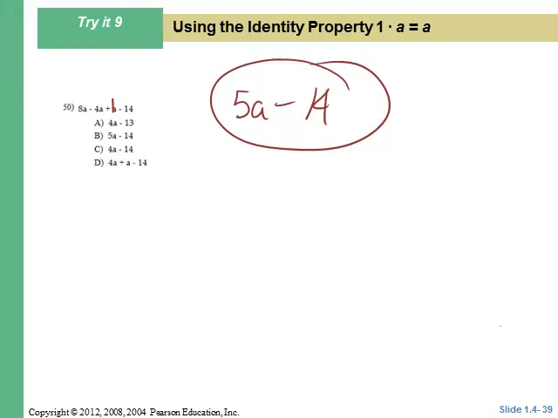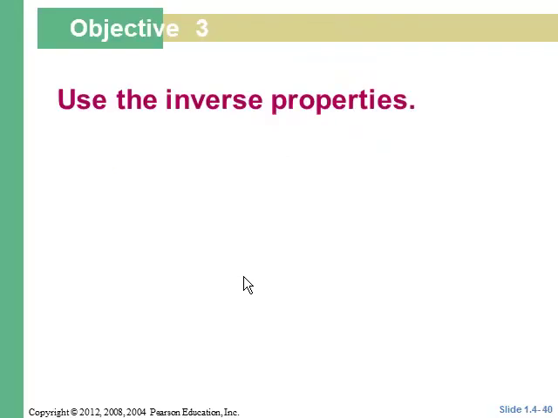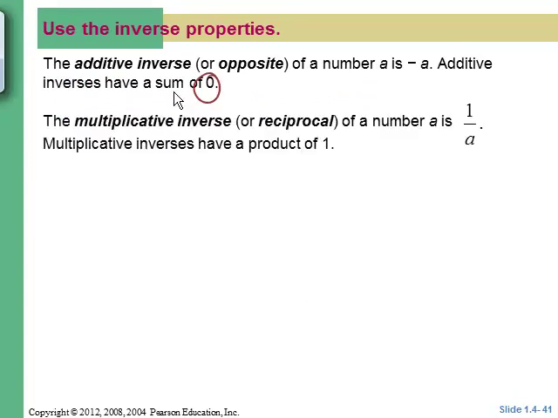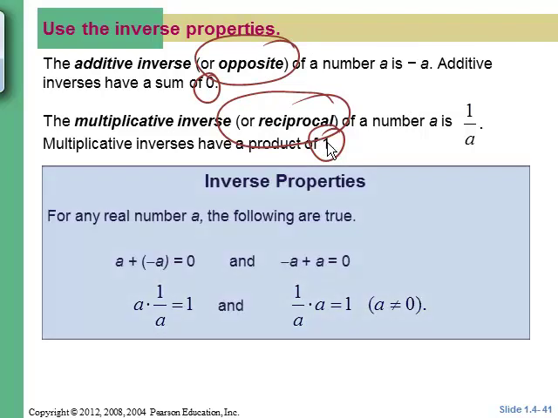Let's do some more using the identity properties. The inverse properties. The inverse is what you add to get back to 0, or what you multiply by to get back to 1. The additive inverse is sometimes called the opposite of the number. The multiplicative inverse is sometimes called the reciprocal of the number. So if you add a number and its opposite, you get 0. If you multiply a number and its reciprocal, you get 1.